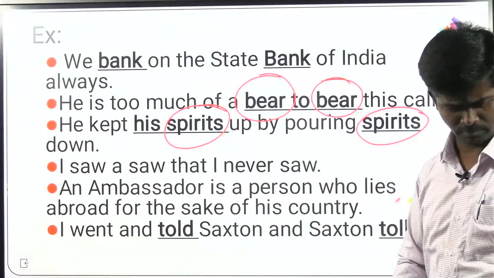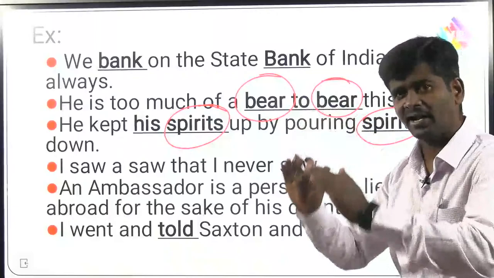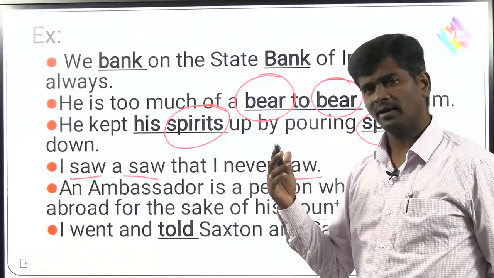Okay. So, like this, which you can see, and other aspects. He kept his spirits up, his confidence, by pouring spirits down. Spirits and the, you can say, the spirits. And he was able to control. And you can see, I saw, that I never saw. First saw, second saw, and the past form of see. And this saw, an instrument to cut something.